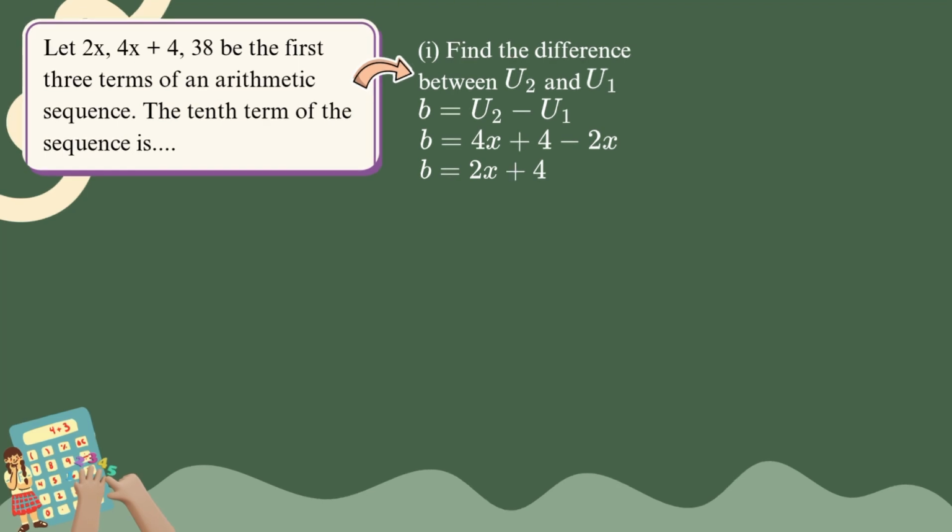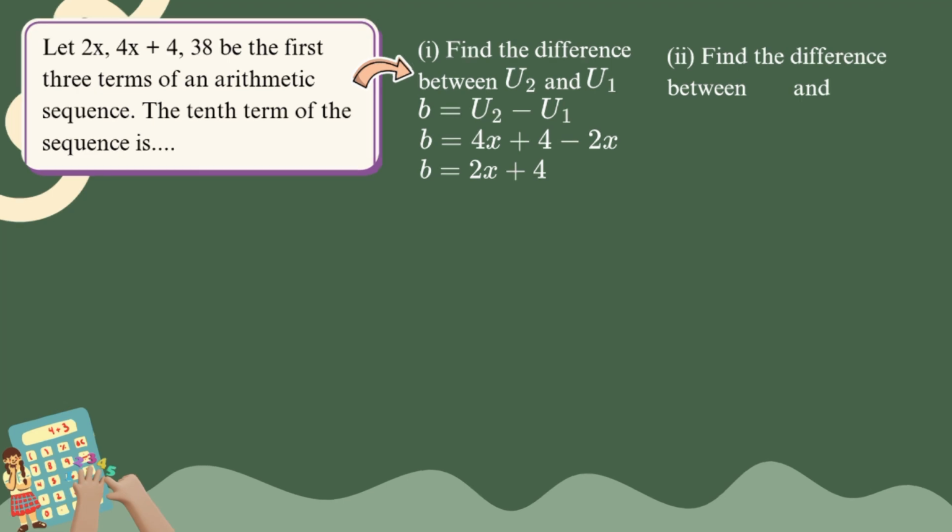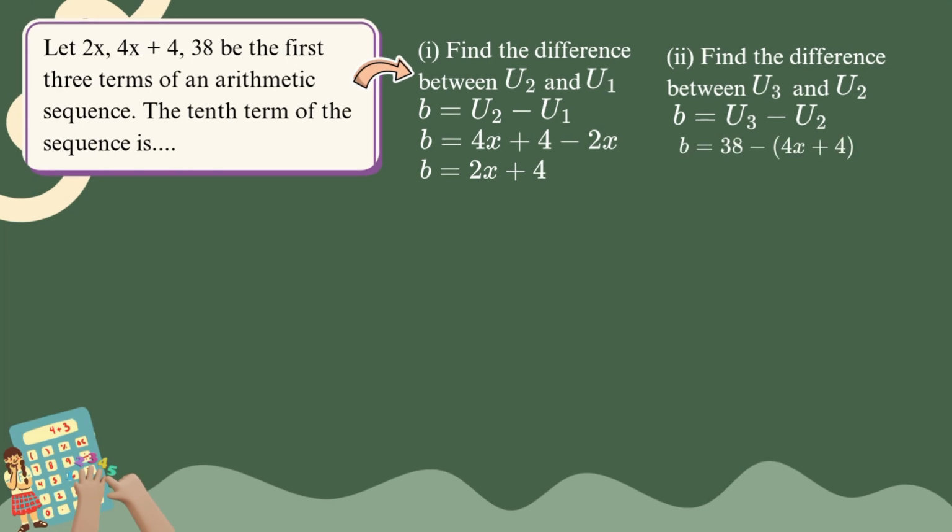The second step is find the difference between U sub 3 and U sub 2. b equals U sub 3 minus U sub 2. b equals 30 minus x minus (4x plus 4) equals 30 minus x minus 4x minus 4. b equals 34 minus 5x.